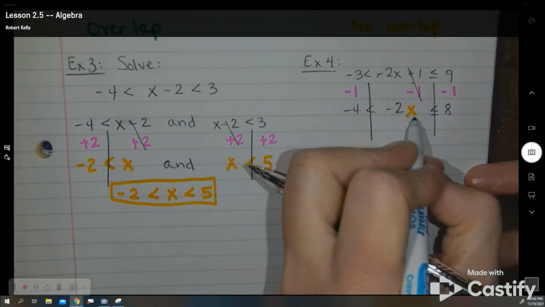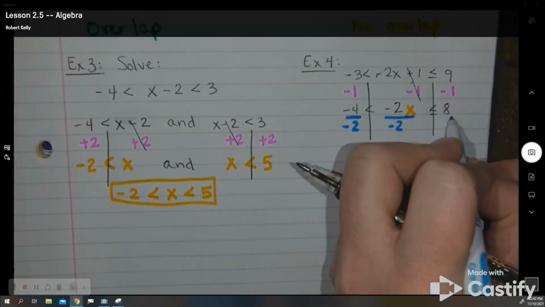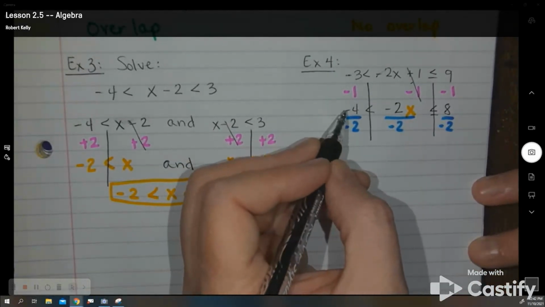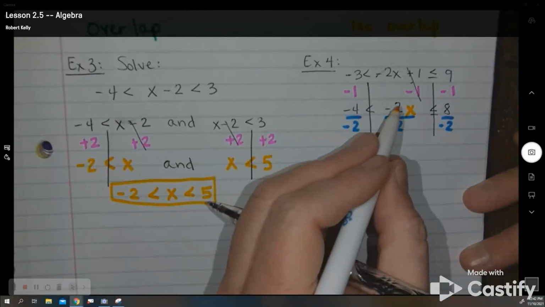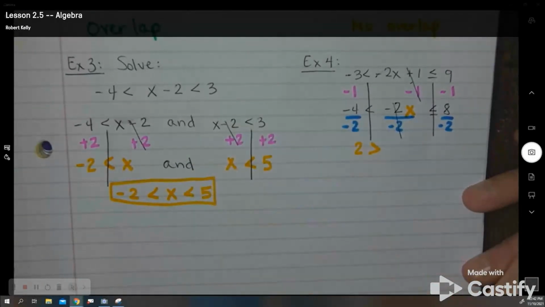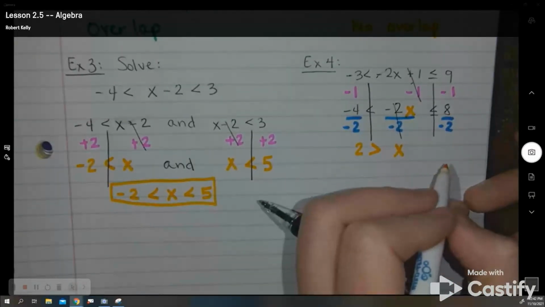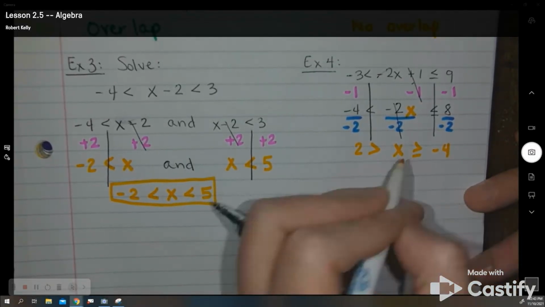Now I'm looking again in the middle. Got to get x by itself. So I'm dividing both sides by -2. Actually, all 3 sides. So -4 divided by -2 is +2. And remember, since I divided by negative, I have to flip the sign. -2 divided by -2 is 1x. So x in the middle. 8 divided by -2 is -4. And again, flip that symbol.